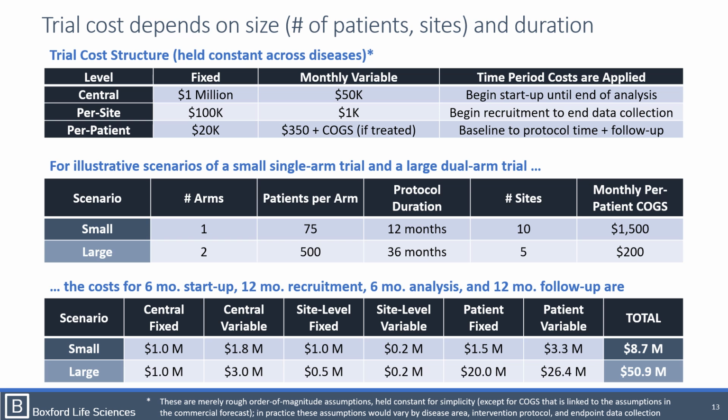In the small trial, we have a single arm, just 75 patients. We only follow patients for 12 months, and we have a relatively expensive per patient COGS of $1,500, assuming that it's a more expensive biologic. And when we calculate the cost, we find that this would cost about $9 million to do this trial. By comparison, in a larger disease like primary, where we have 2 arms, 500 patients per arm, follow patients for 36 months, but the cost per month to treat a patient is relatively low, this large number of patients and longer duration means that now we have a significantly more expensive trial at about $51 million.